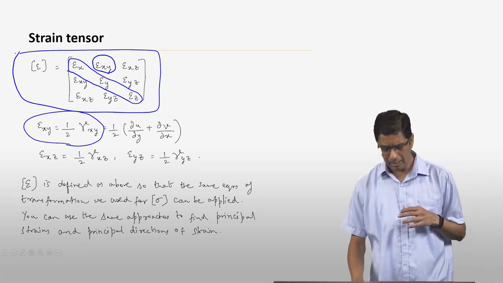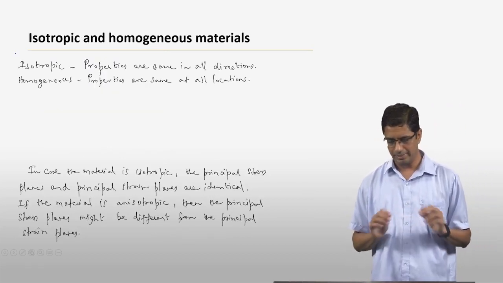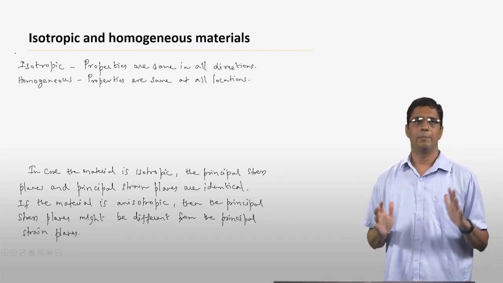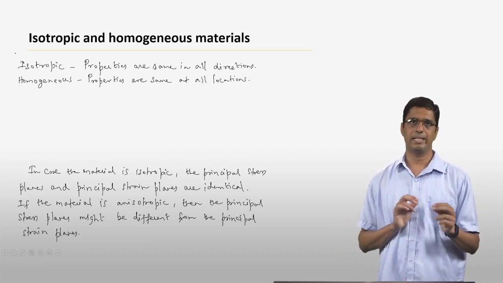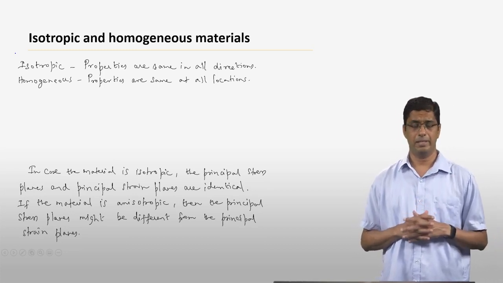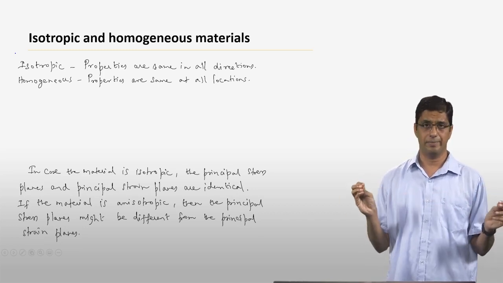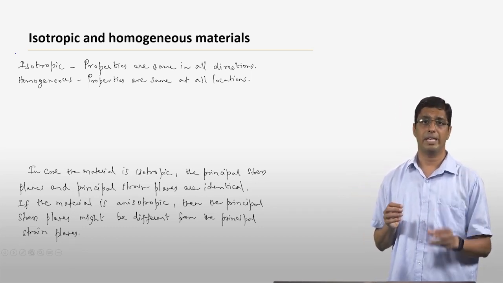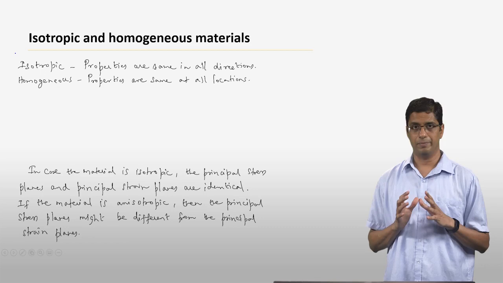Now I want to go to a slightly different topic. It's just an aside: in this class, we will often assume that materials are both isotropic and homogeneous. These are sometimes slightly confusing notions. So what does isotropic mean? Isotropic means the properties are the same in all directions. And homogeneous means properties are the same at all locations. Sometimes it looks like they are the same, but they are not.